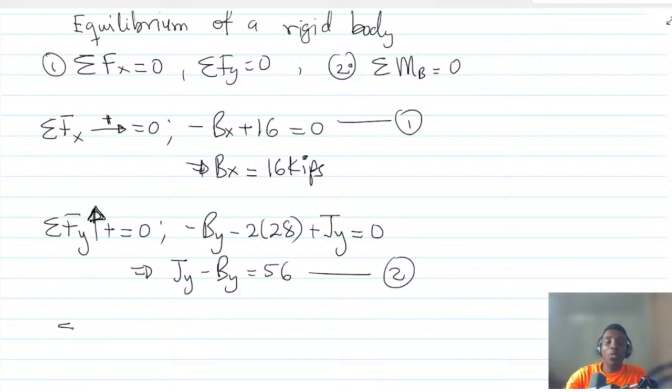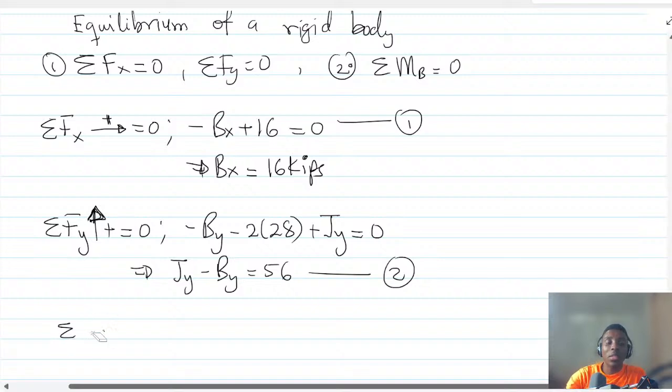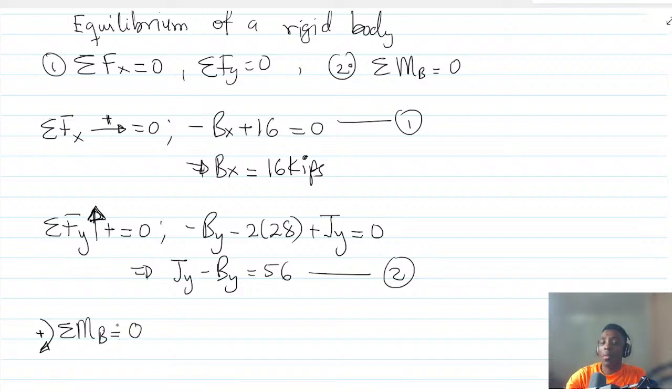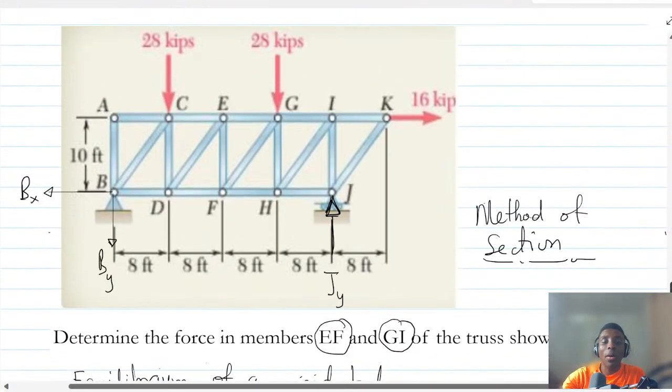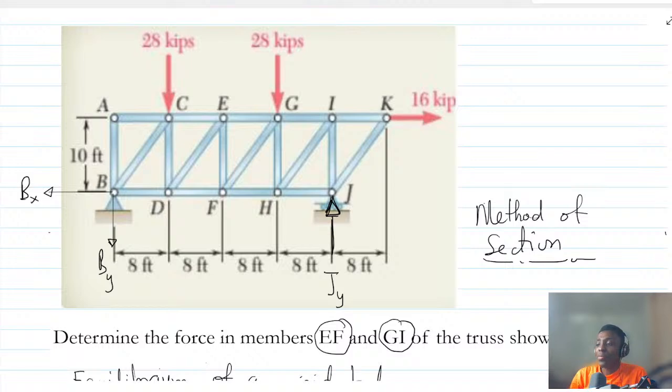So now we will sum moment about point B, with clockwise as positive, equal to 0. All right, so now let's sum moment about point B. We will take all the forces and sum moment about point B. So, summing moment about point B, what can we say?